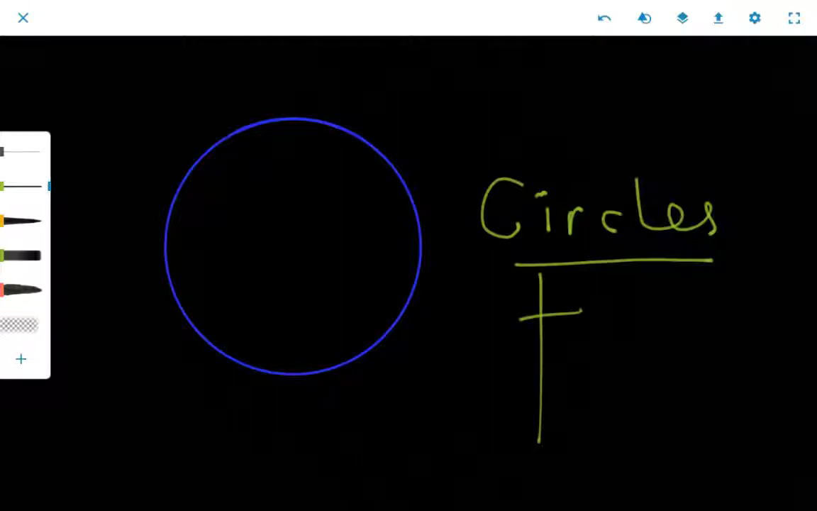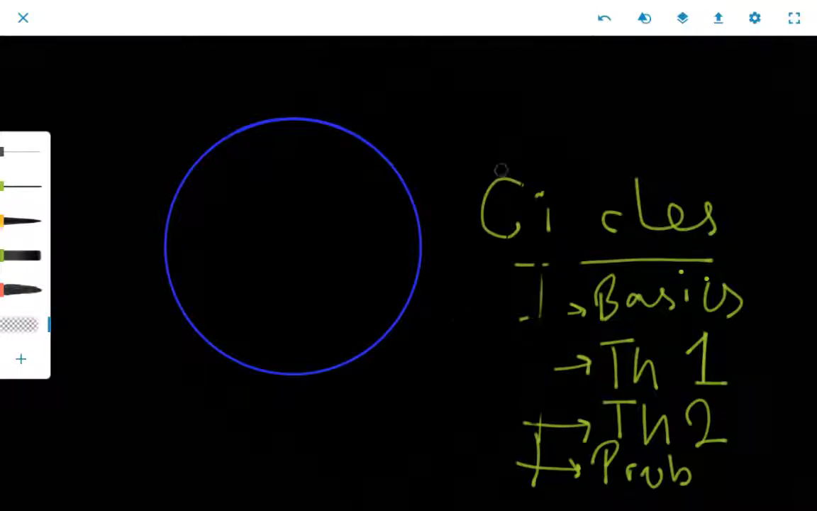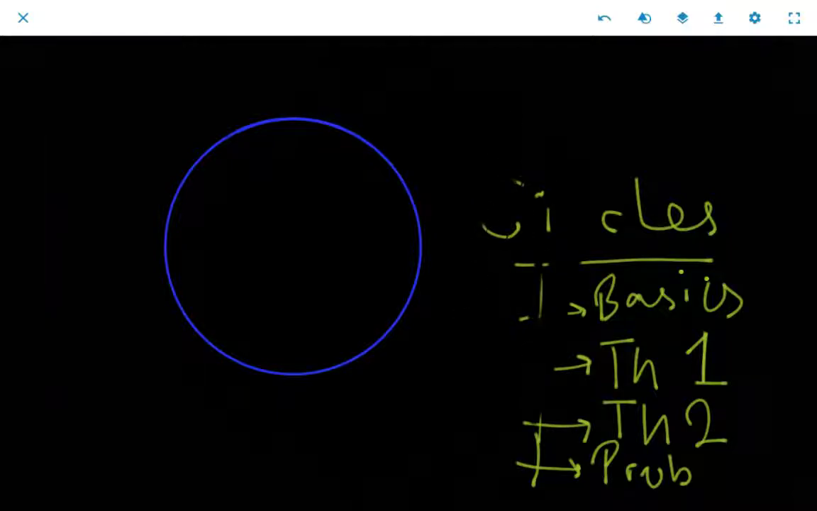We'll divide it into parts. The first part will obviously be basics. The second part will be theorems. This chapter is nothing but theorems, so for theorems there will be 2 videos. And the third one will be how to solve problems. This will be my aim: basics, theorem 1, theorem 2 and problems. This is my aim for this chapter, understand?